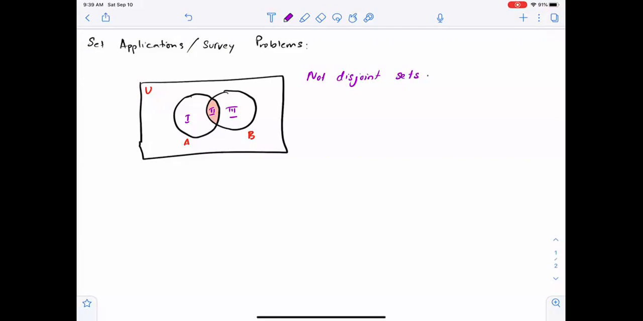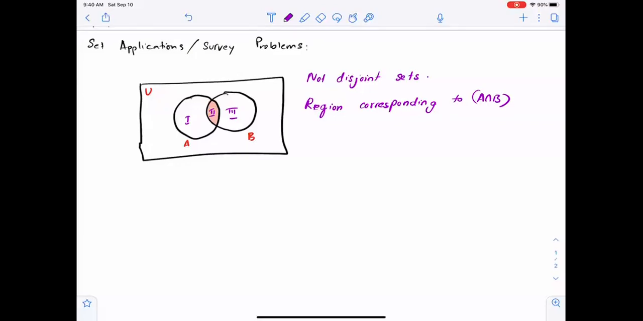If I want to pick the region corresponding to A intersect B, which one would I pick? 1, 2, or 3 in Roman numerals? I will pick the one that I just shaded, number 2.